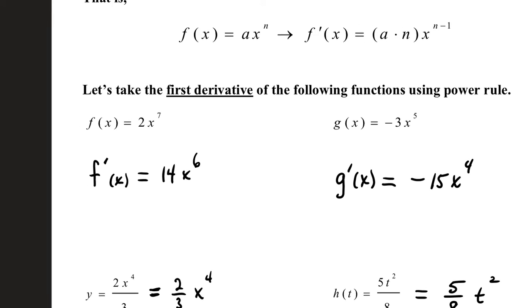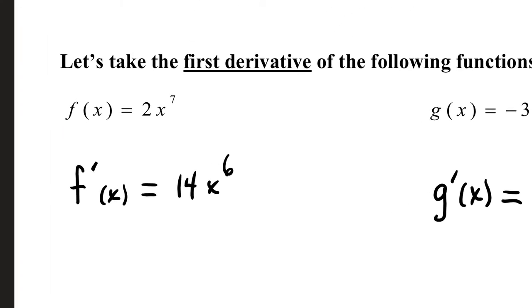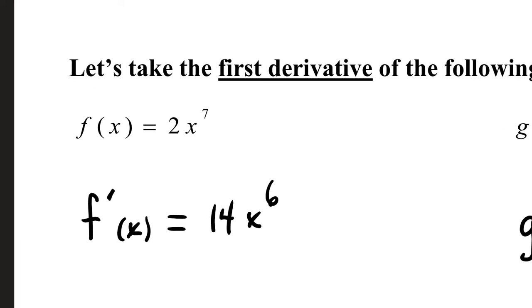Okay, in our first example, we're going to take the first derivative of f of x equals 2x to the 7th. Applying the power rule, we multiply coefficient 2 times power 7. So 2 times 7, that's 14. Take 1 off your power, and that makes it x to the 6th.